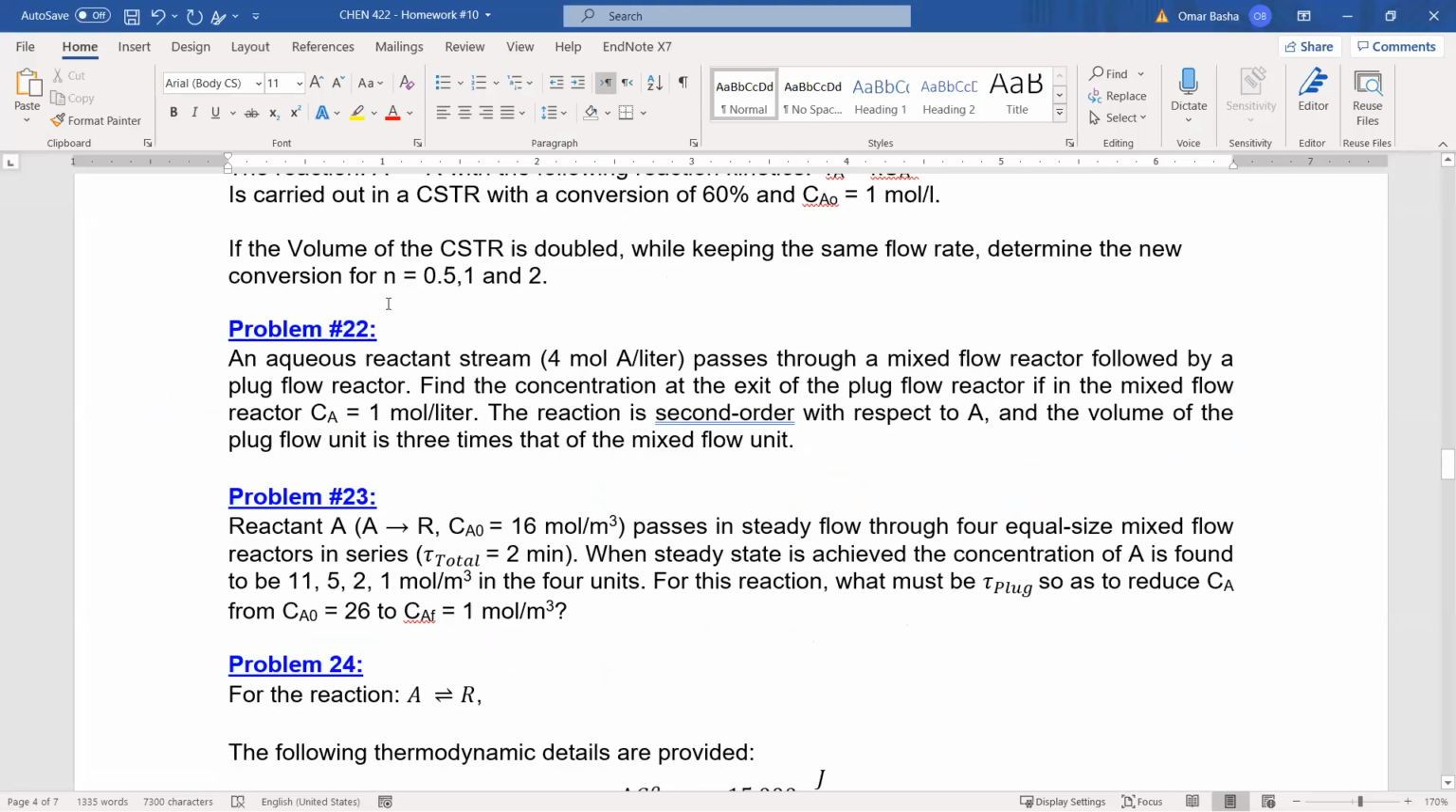Problem 22. An aqueous reactant stream passes through a mixed flow reactor followed by a plug flow reactor. Find the concentration at the exit of the plug flow reactor. If in the mixed flow reactor CA is equal to 1 mole per liter, the reaction is second order with respect to A, and the volume of the plug flow unit is 3 times that of the mixed flow unit.